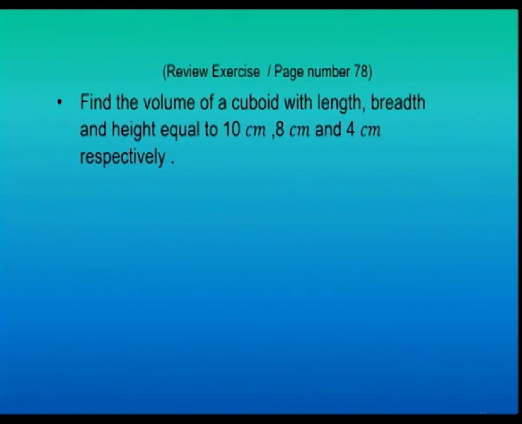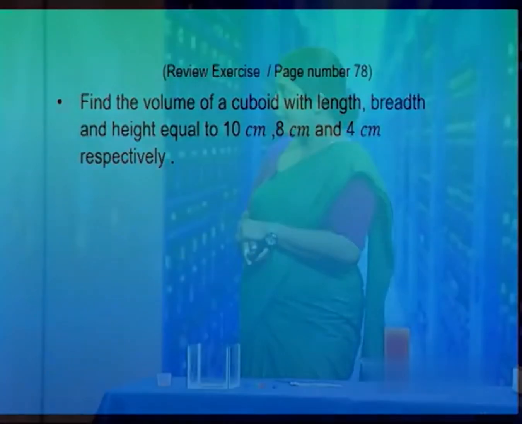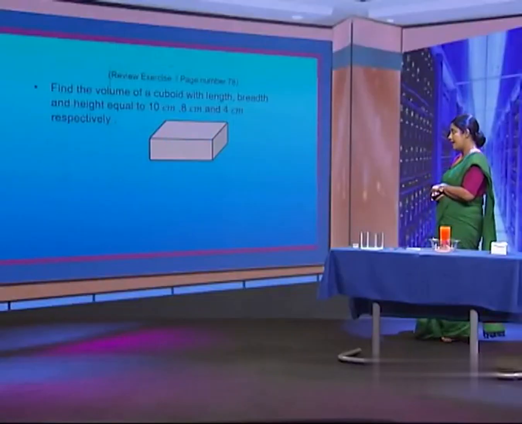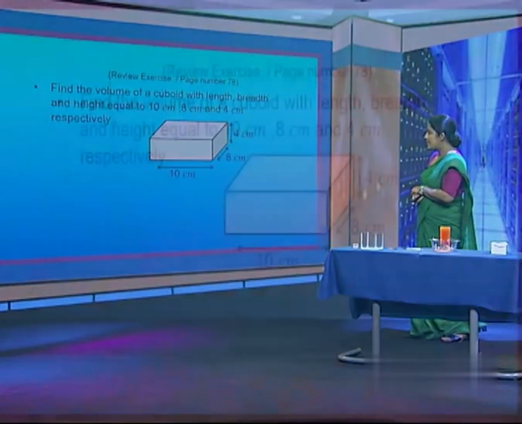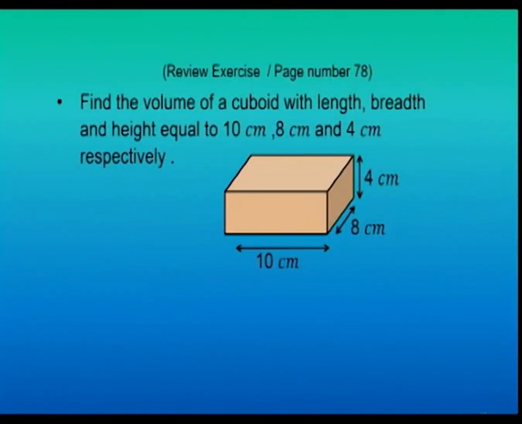Find the volume of a cuboid with length, breadth and height equal to 10 centimeters, 8 centimeters and 4 centimeters respectively. Children, first of all, you have to represent this data in a diagram. The length is 10 centimeters, breadth is 8 centimeters and height is 4 centimeters. Tell me, what is the measuring unit of volume? Yes, all the 3 measurements are in centimeters.